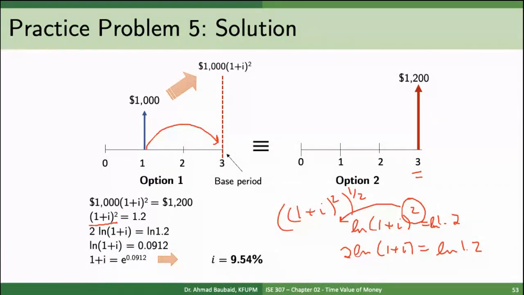And then after you're done, once you've got rid of the exponent, you can just raise everything to the power e. And so what that means is that you get 1 + i is equal to e to the power of this. Then you can solve for i by just subtracting 1 and you get your interest rate. In this case, it's 9.54%. That's the interest rate that's going to make both options equivalent.